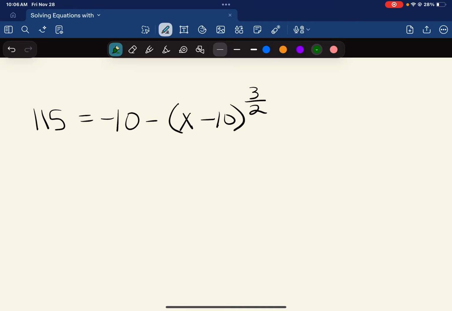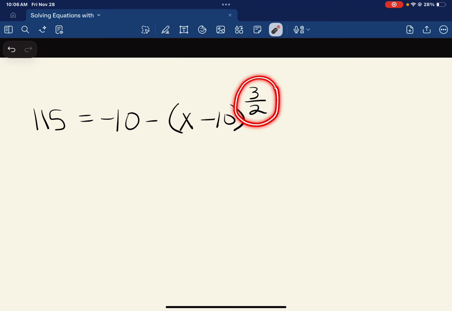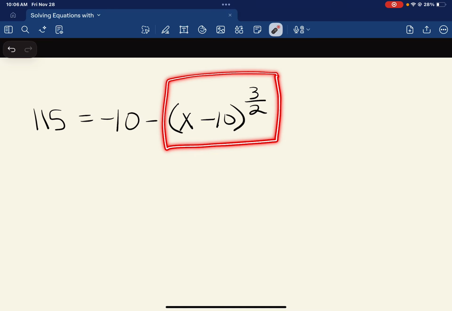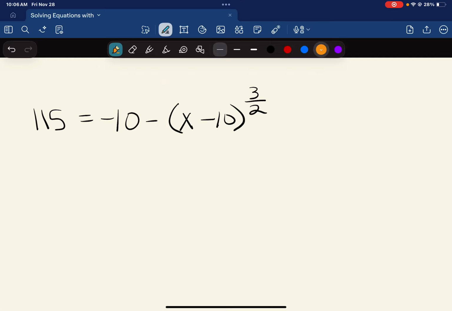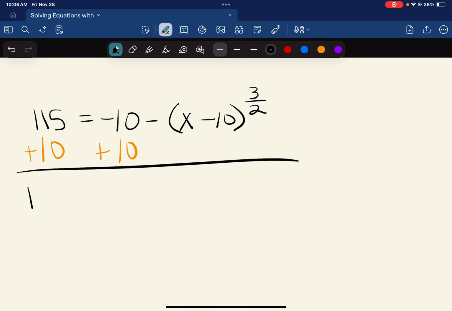I've got 115 equals negative 10 minus (x minus 10) to the 3/2 power. So I've got this rational exponent, so I want to isolate this expression right here. The first thing that I need to do is add 10 to both sides of my equation. And that's going to give us 125 equals negative (x minus 10) to the 3/2 power.